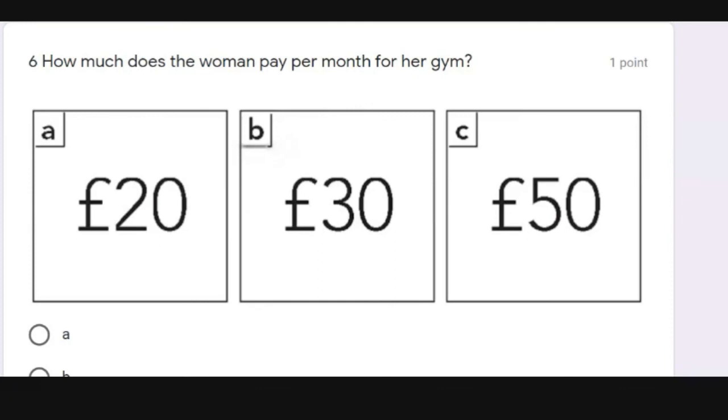Number 6. How much does the woman pay per month for her gym? I'm thinking of joining a gym, but it's so expensive. Really? Mine's only £30 a month. I don't think that's too bad. £30 a month? The one I went to was £50 a month, but I think a lot's included in the price. Wow, that's £20 a month more. It must be good for that price.